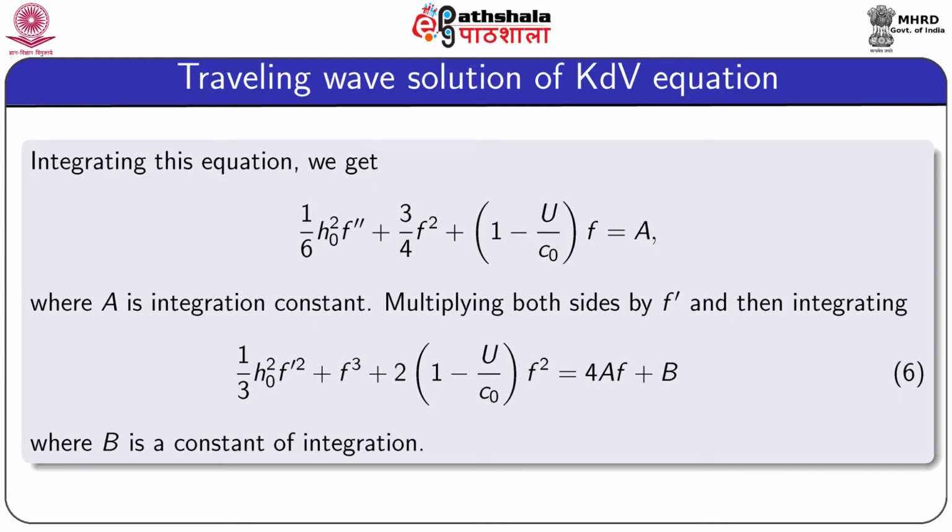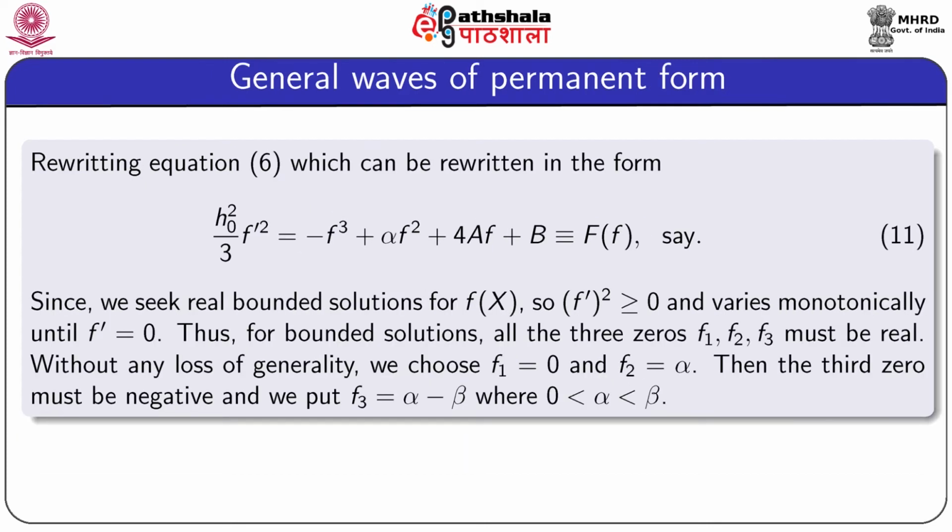Now, we are not assuming A, B as 0, but we are thinking about a bounded solution which oscillates between 0 and alpha. So, we are seeking a real bounded solution. For that, f dash square must be greater than or equal to 0, and it varies monotonically until f dash equals 0. You can see this is a cubic equation in f, so it has 3 roots.